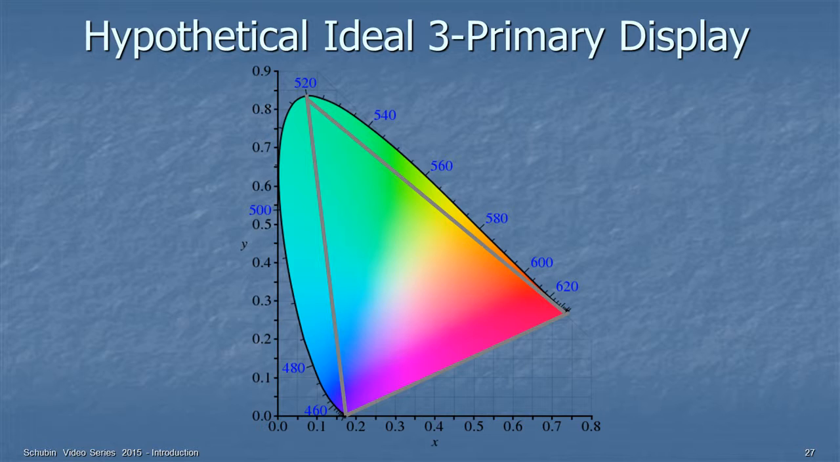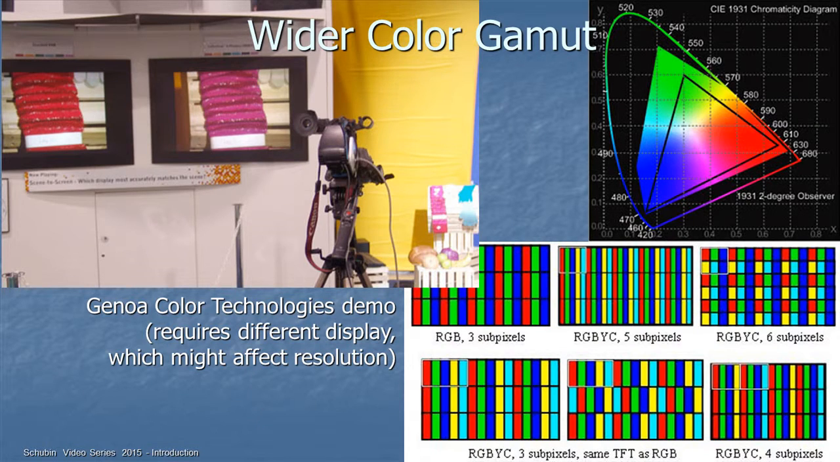But because there's only 3, we're still losing a significant range of the blue-greens on the left, the turquoises, if you will. So there's a company called Genoa Color Technologies, and they say, well, one way that we can recover some of that lost information is by going to more than 3 primaries. So they say we can go to 4, 5, or even 6 primaries. Now, one issue with that is it does take up room on the display to add those additional primaries, and so that has an effect on resolution, another interaction.